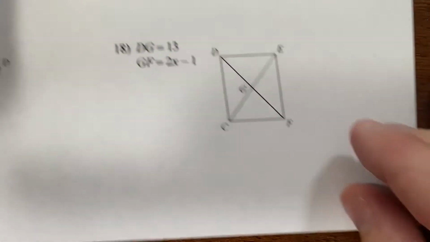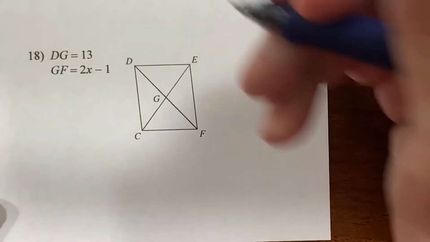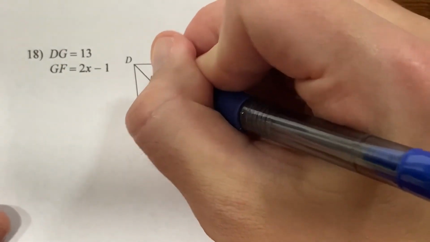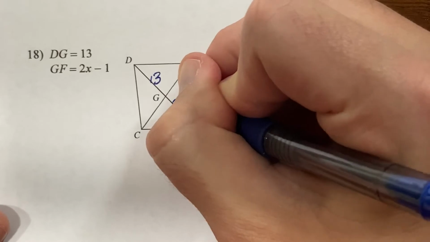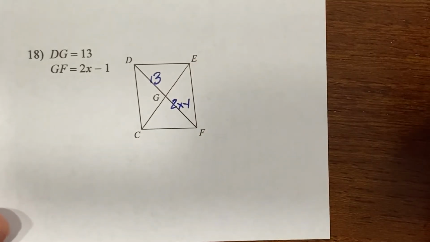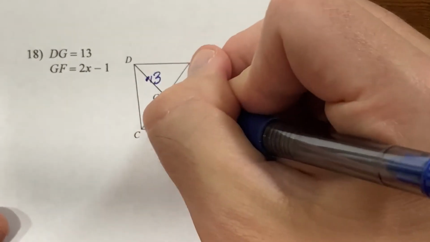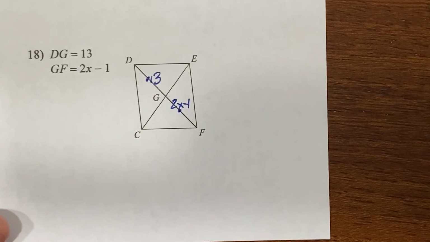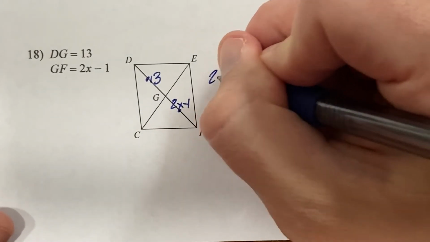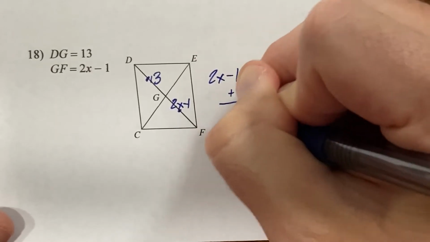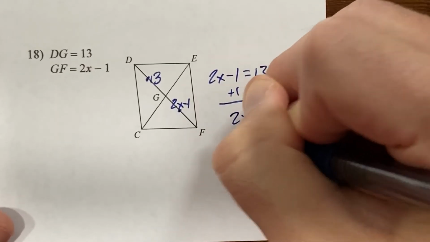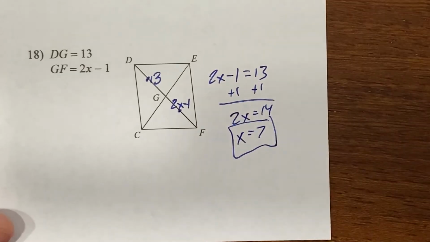And let's look at 18. 18, it says DG is 13, and GF, so that's just this part, is 2x minus 1. Well, we know that the diagonals bisect each other, so those two halves are congruent. I could just say 2x minus 1 equals 13. Add the 1, you get 2x equals 14, x equals 7.